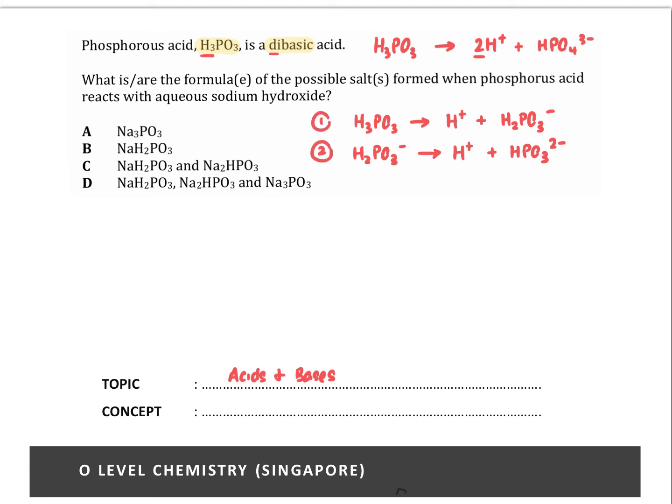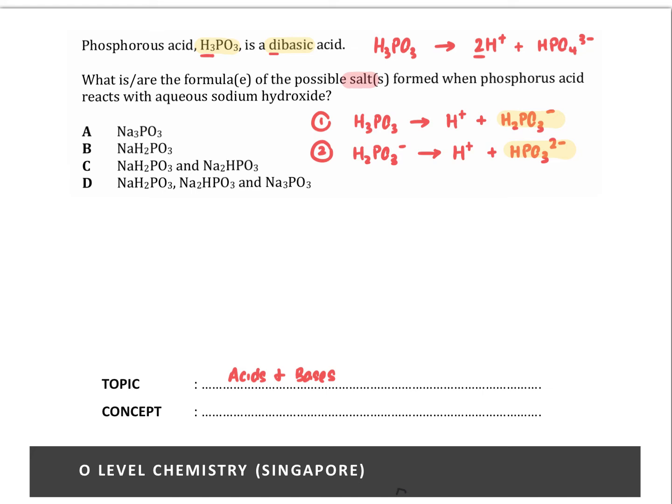Now, the significance of this is that in a solution of a dibasic acid, it is possible to find 2 different anions. It will be this H2PO3 minus, and the second anion that can be found in solution will be HPO3 2 minus. So that leads us to the final concept that we need to revise. In this question, they tell you that phosphorus acid is reacted with sodium hydroxide and they want to find what is the possible salt form.